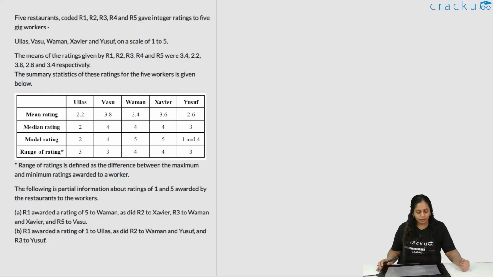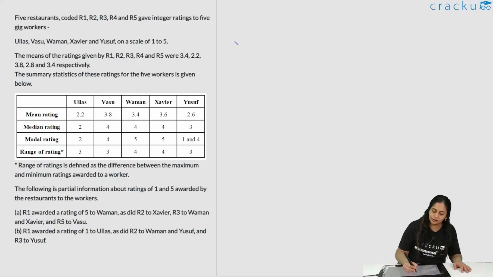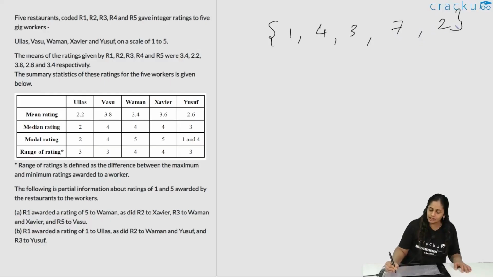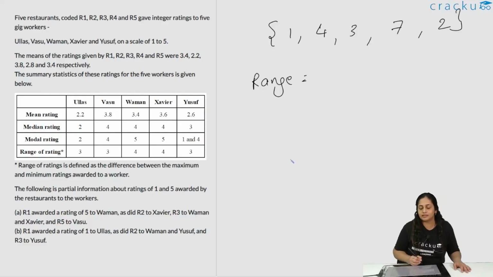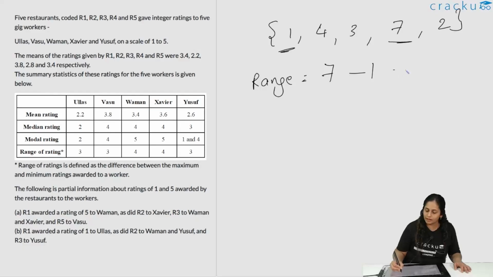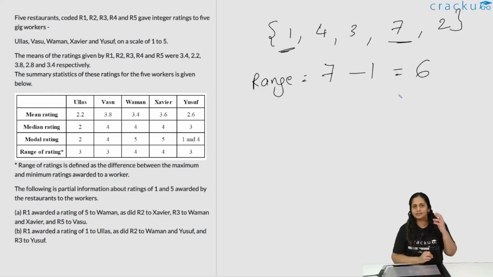Now the mean of the ratings given by restaurant is given, and the individual-wise is also given. Median rating individual-wise is given, modal rating individual-wise is given, range of rating is given. What is range? I didn't discuss range. In a given set, suppose this is the set: 1, 4, 3, 7, 2. The range of the set is the highest minus the lowest. The highest item is 7, so 7 minus the lowest, which is 1. So 7 minus 1, the range of the set is 6. This is the basic idea.